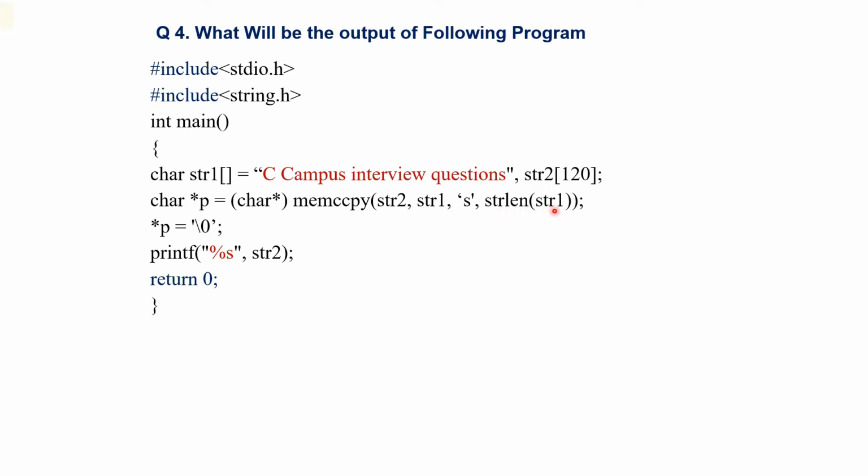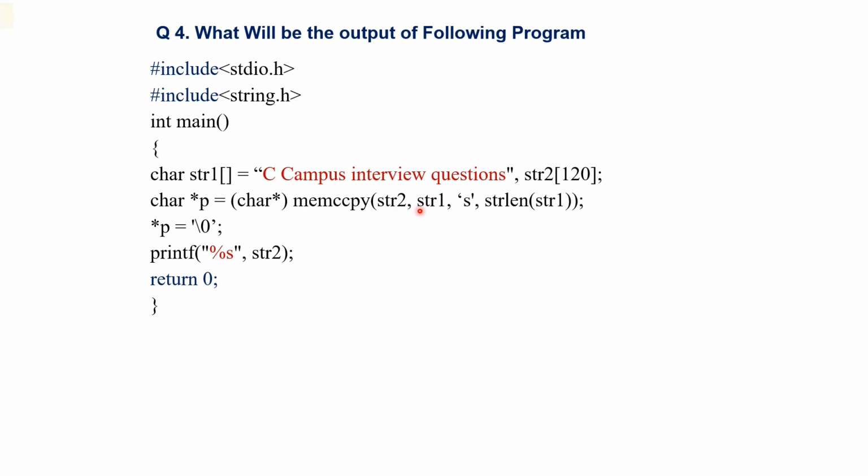So strlen of str1 will return the string length of str1, which is equal to 29. So the first condition becomes all the 29 characters will be copied, or the second condition, the copying will be stopped at the first occurrence of s. Therefore this function will copy the string str1 into str2 either at the first occurrence of s, or if there is no s character then the complete 29 characters will be copied into str2.